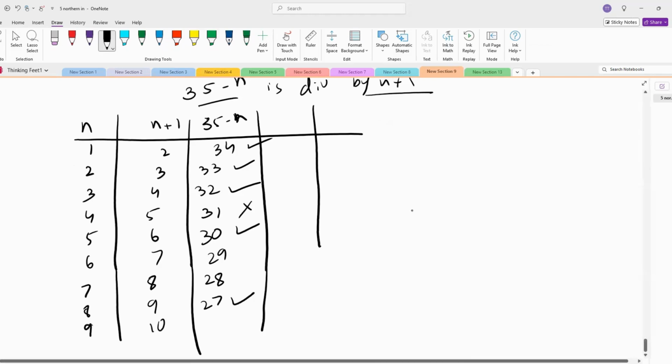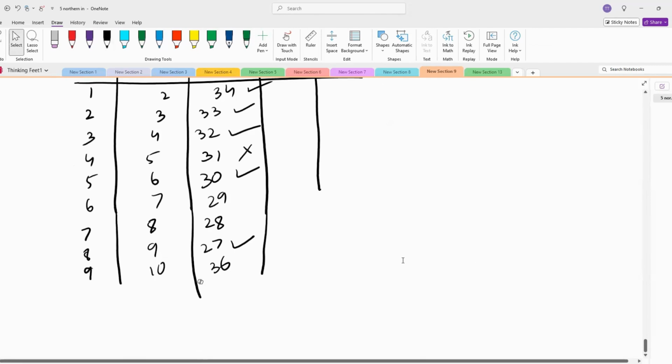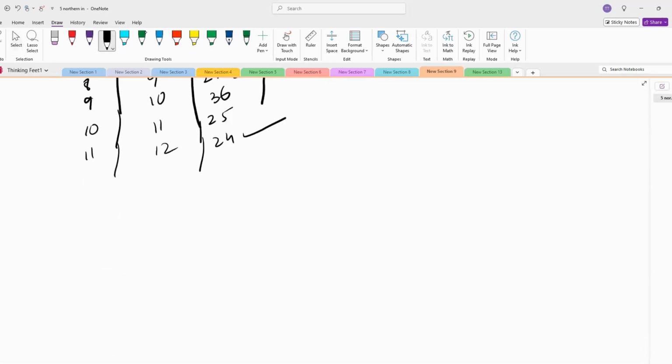9, 10, 36 does not work. Keep going. 10, 11, 25 doesn't work. 11, 12, 24 is divisible by 12. That works. Essentially, what I'm looking for is as soon as this number becomes greater than that number, then I can stop, right? So let's see.